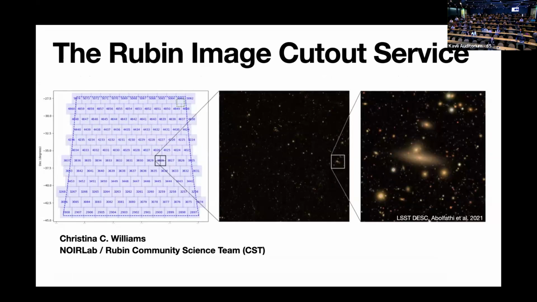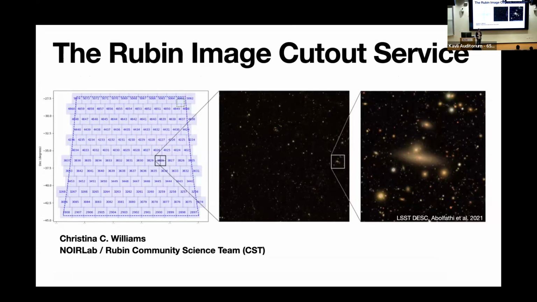Hi, my name is Christina Williams. I am an assistant astronomer at NOIRLab, and I'm also a member of the Rubin community science team. As part of my work on that team, I developed a tutorial notebook to demonstrate the current existing functionality of the Rubin image cutout service.